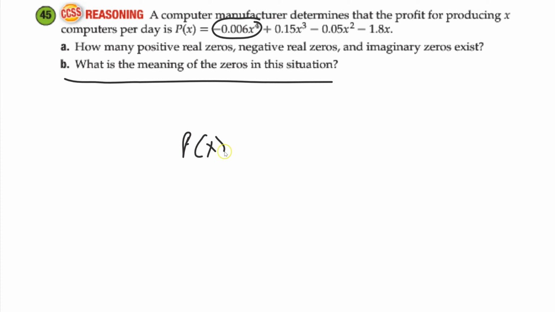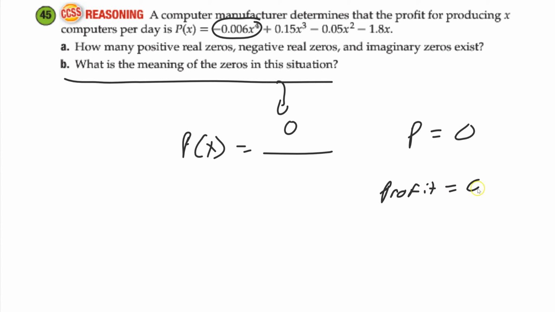right? So remember, we have this, where this is something. So the zeros are where it equals 0. It's not plugging in 0, it's where it equals 0. So P equals 0. And what is P? Profit. So the zeros of this problem is where the profit equals 0. So where you're breaking even, in layman's terms.